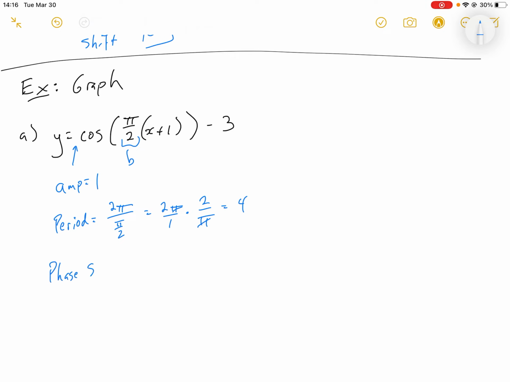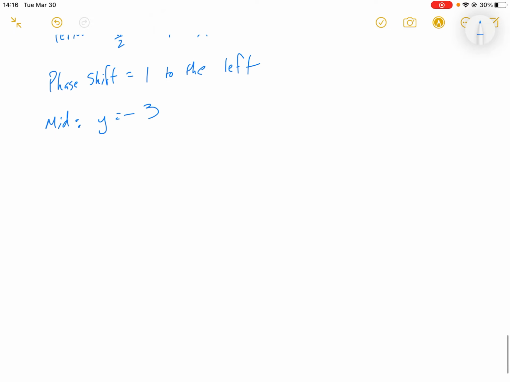The phase shift is here, but actually this is -c. Even though it's +1, it's actually going to be 1 to the left. And then finally the midline is going to be y equals -3. Okay, let's put it all together.